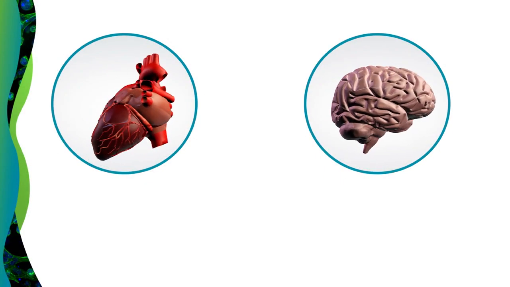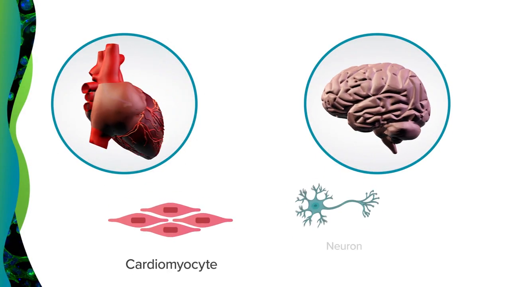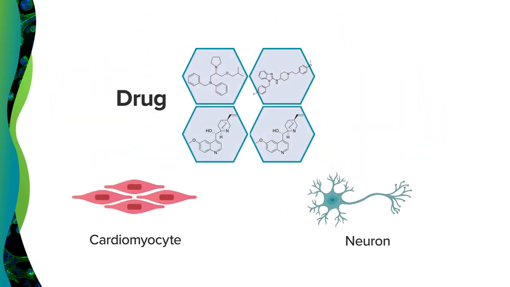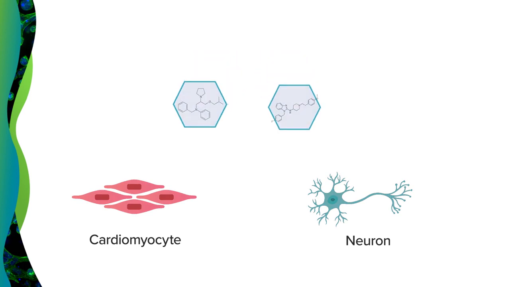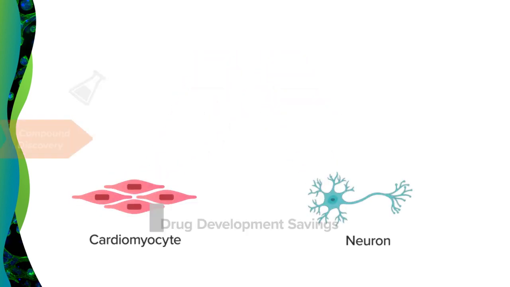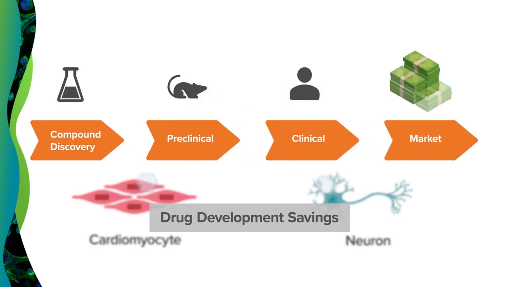The ability to analyze and monitor the physiology of cardiomyocytes and neurons has profound implications in biomedical research, particularly in drug development. Many candidate compounds fail in clinical studies due to unforeseen cardiac and neuronal toxicity. Quickly determining which compounds may cause cytotoxicity early can save millions of dollars in critical drug development savings.